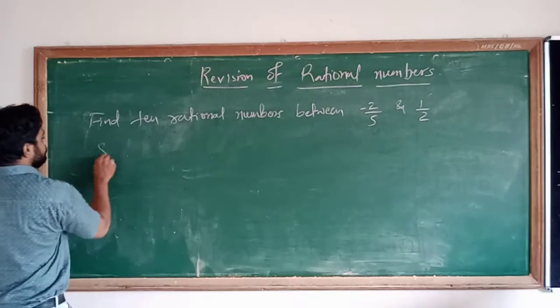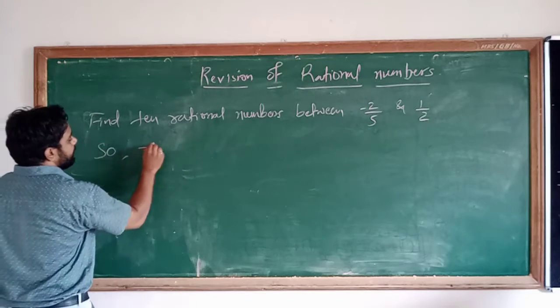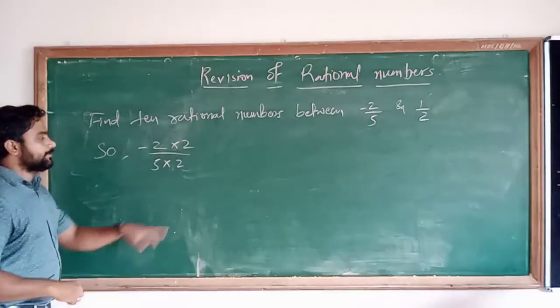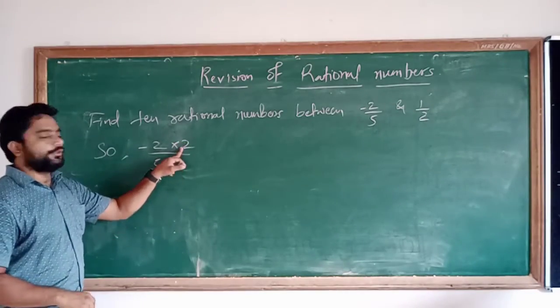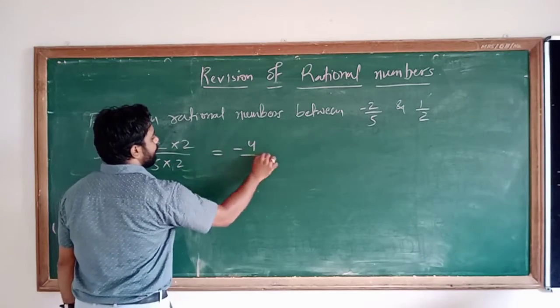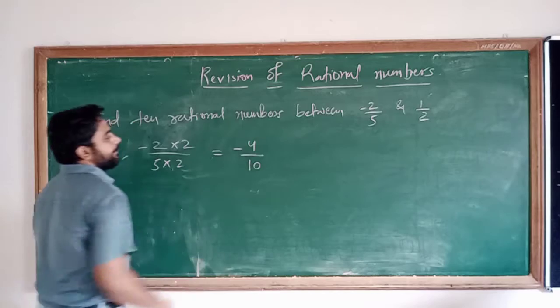So minus 2 upon 5 multiply by 2, and multiply by 2 means you have to multiply 2 with the denominator and the numerator both. So what will I obtain? So 2 2s are 4, so it is minus 4 upon 5 2s are 10.